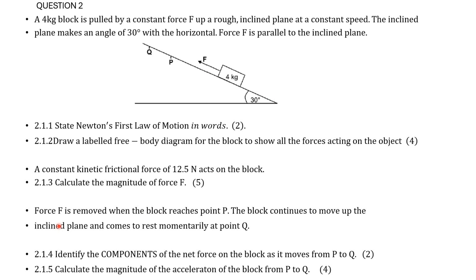And then say force F is removed and the block reaches point P. The block continues to move up the inclined plane and comes to rest momentarily at point Q. So P to Q, it's lost basically all the velocity it had from the applied force. Identify the components of the net force on the block as it moves from P to Q for 2 marks. And then 2.1.5, calculate the magnitude of the acceleration of the block from P to Q.